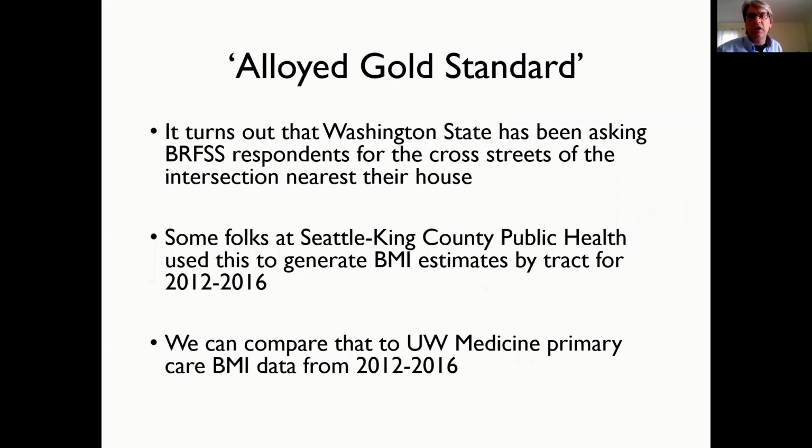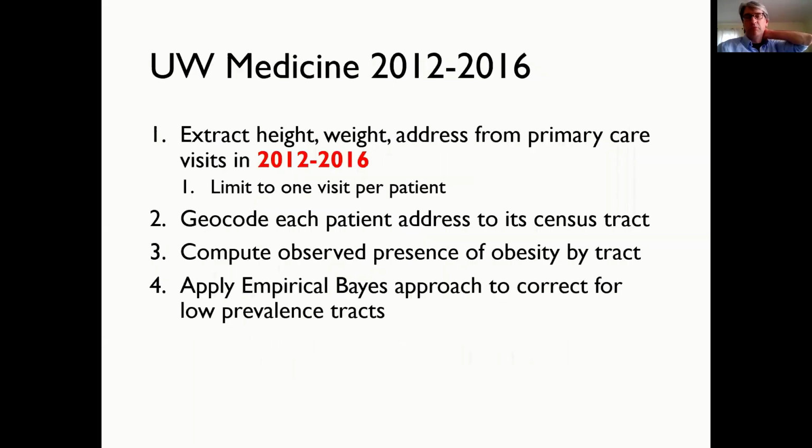It turns out that during this time frame, the CDC's Behavioral Risk Factor Surveillance Survey was asking Washington State residents for the cross streets of the intersection nearest their house. Some folks at the Seattle-King County Public Health Department used this to generate BMI estimates by tract for 2012 to 2016. And so we can compare that to the UW Medicine data for the same time frame.